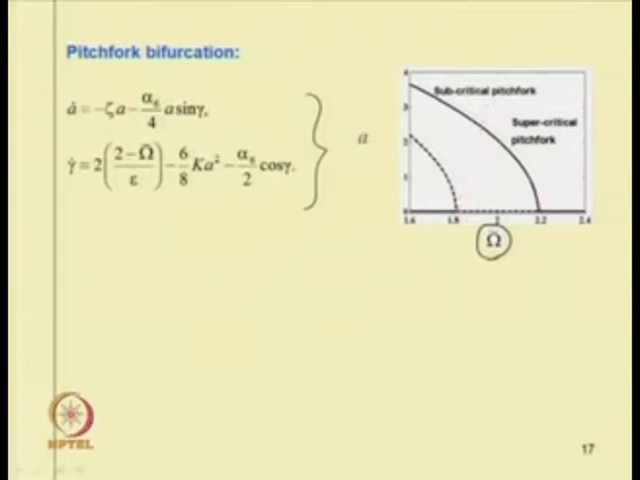So, by increasing this omega bar from 1.6 to 1.8, the system has a bistable region, because in this range it has two solutions. So, this is a bistable region. In this bistable region, either the response may be trivial or non-trivial depending on the initial conditions.